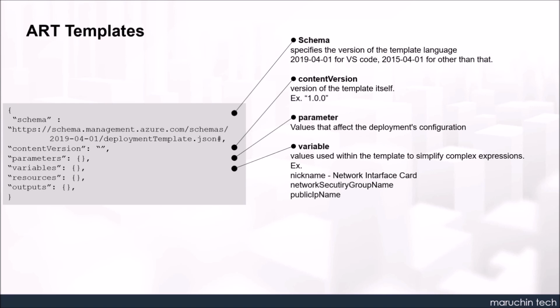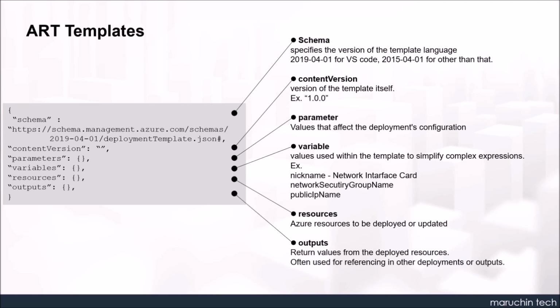Variables are values used within a template to simplify complex expressions. Resources define the Azure resources to be deployed or updated. And the outputs return the values from the deployed resources, often used for referencing in other deployments or outputs.